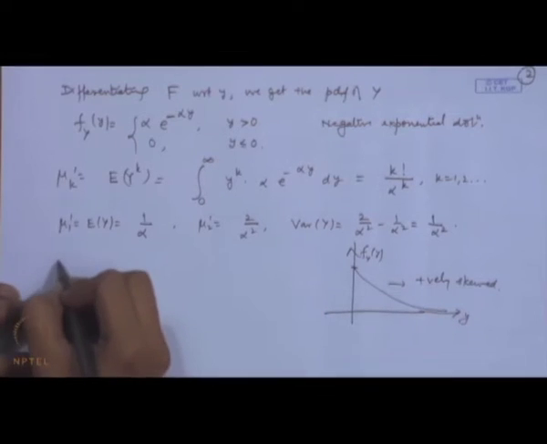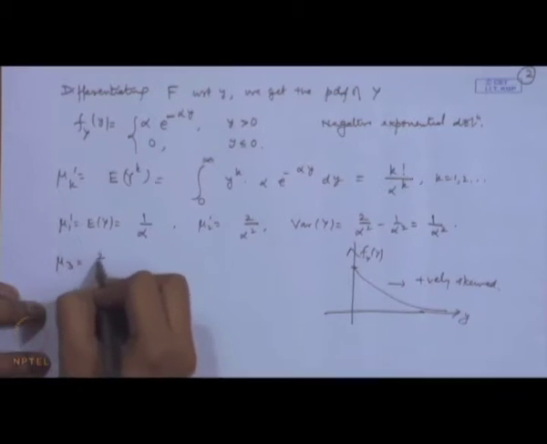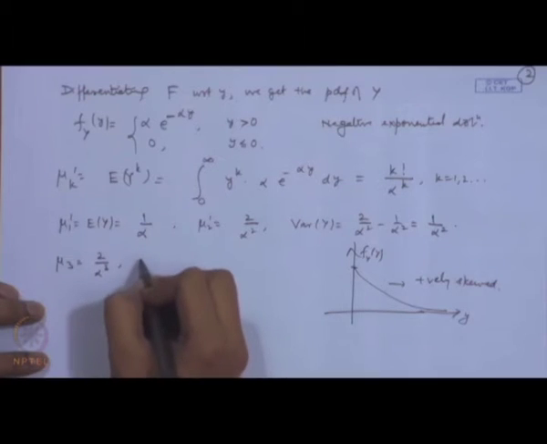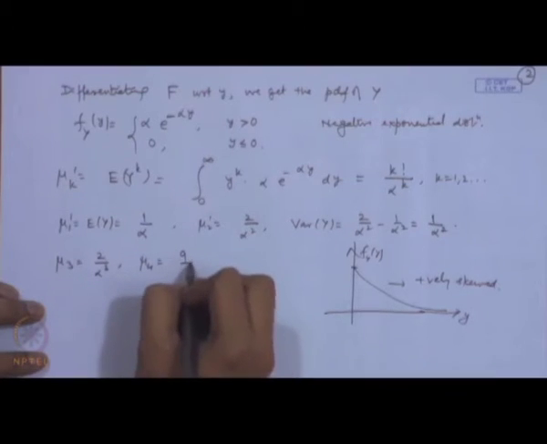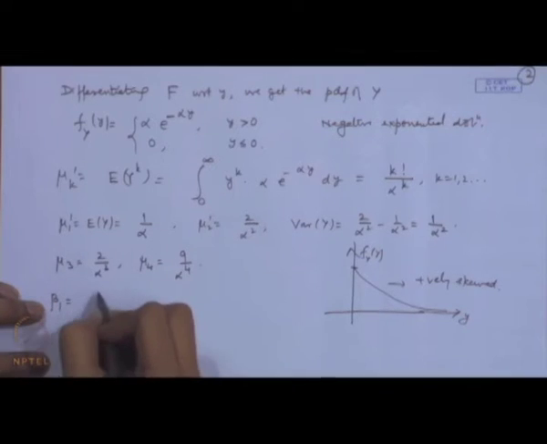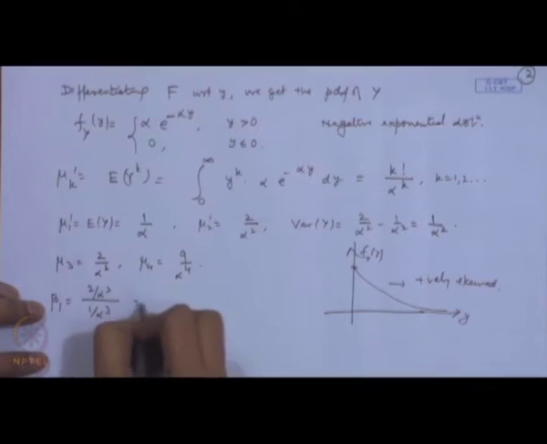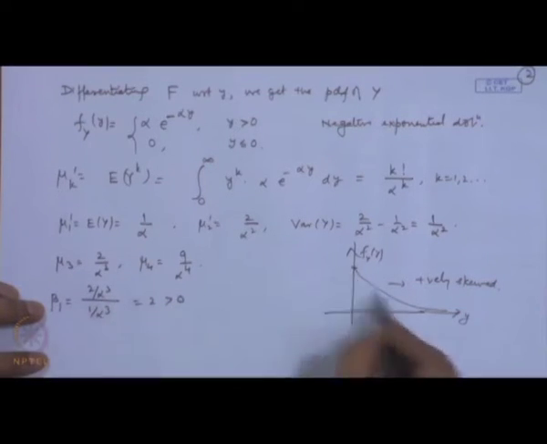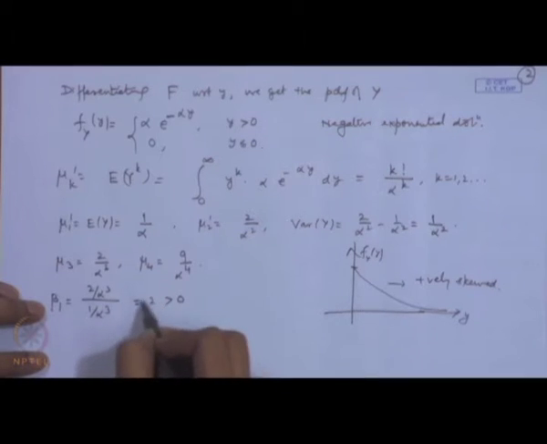We can actually calculate mu 3, that is 2 by alpha cube, and mu 4 is equal to 9 by alpha to the power 4. So, the measure of skewness is 2 by alpha cube divided by 1 by alpha cube, that is equal to 2, which is positive. So, it is always positively skewed. In fact, this is free from the parameter alpha.